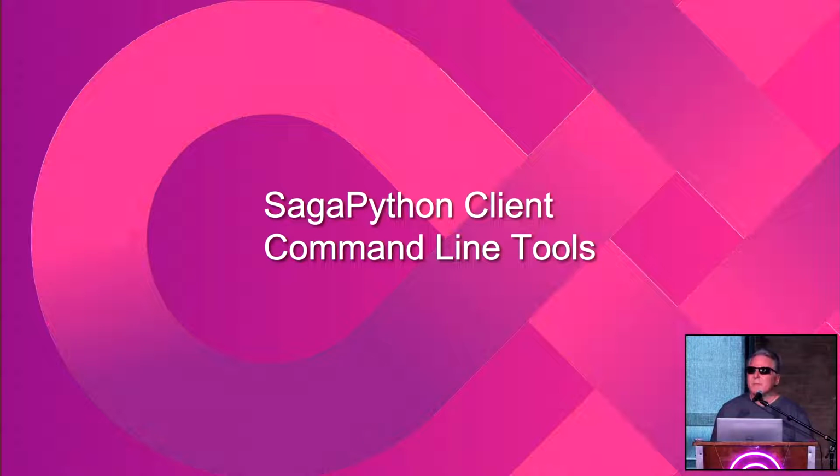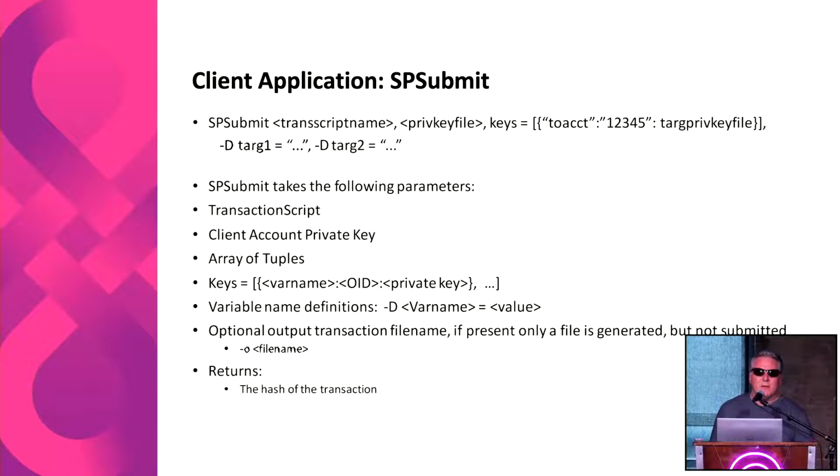So there are two command line tools that we use with SagaPython. I'm going to walk through them real quickly. I think you've already heard them. So next slide. That'll be SP, for SagaPython submit. From the command line, you would call this tool, you'd hand it a transaction script, and then it would go and obviously submit this.